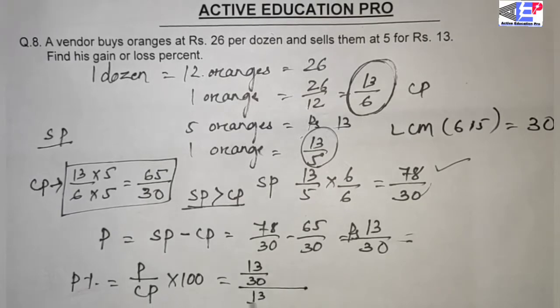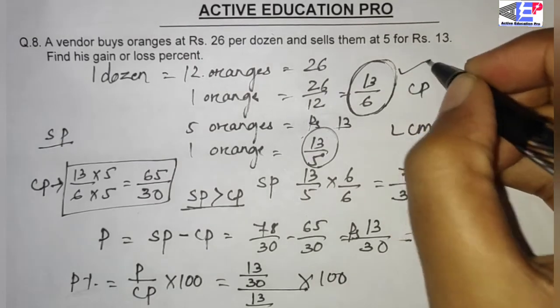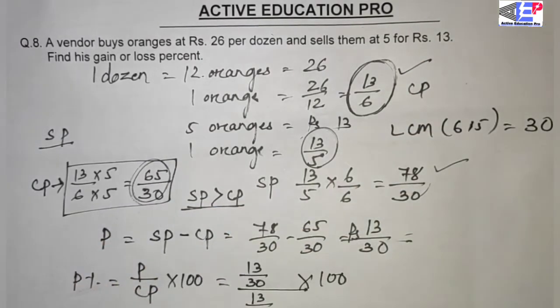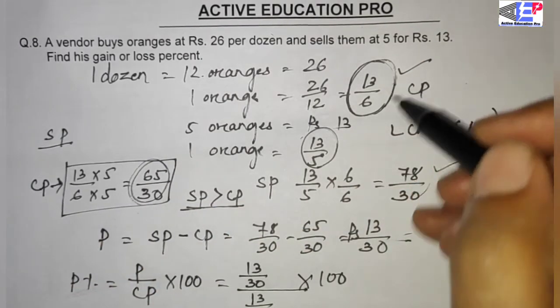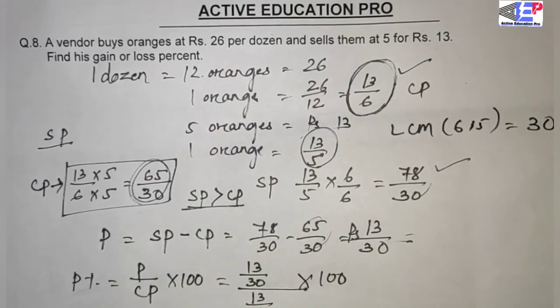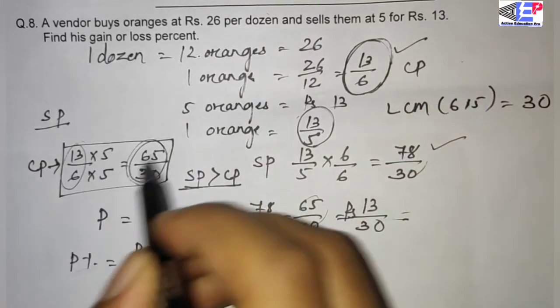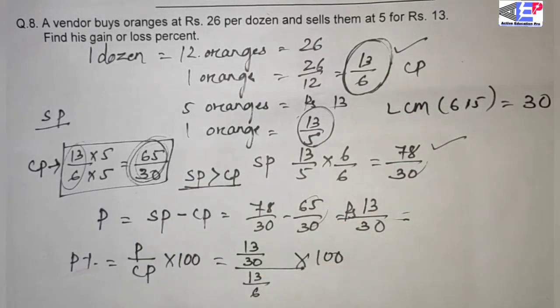13 by 6 into 100. Look here, this is CP. This is also CP. If you have questions that 13 by 6 here, but here we calculated 65 by 30 at the time of profit calculation, so why do we take 13 by 6? Look here, 13 by 6 and 65 by 30 are both equivalent fractions. No difference between these fractions.